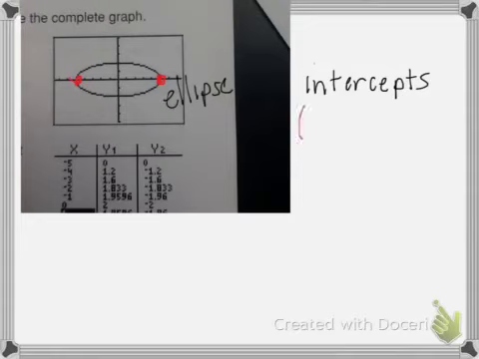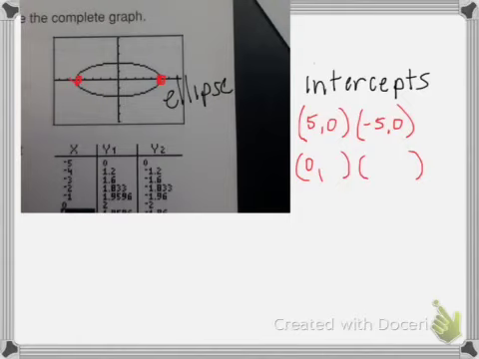So my intercepts, there's 4 of them. There's 2 x's and 2 y's. The x-intercepts are at (5, 0) and (-5, 0). And the y-intercepts are at (0, 2) and (0, -2). That's these points here. Again, you can get them straight from your graph. We'll talk about how that ties into the formula later.